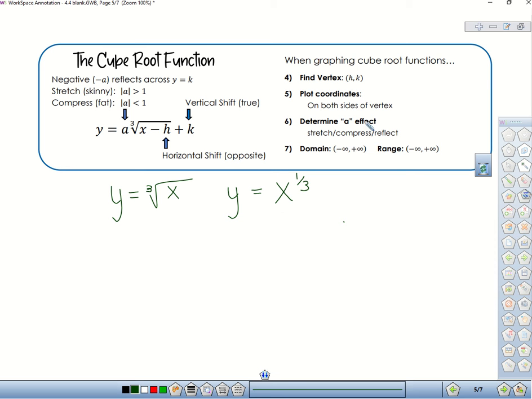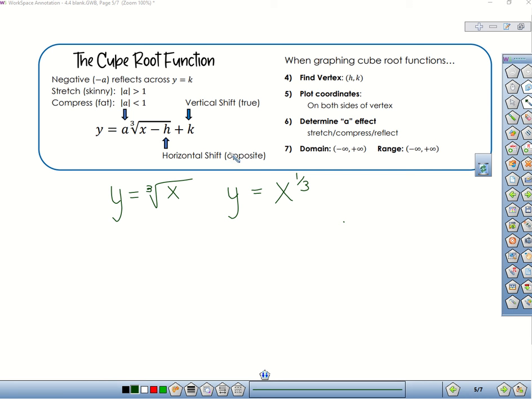So similar to the last one, the a value determines the stretch, the compress, and the reflection factors. The h and the k represent the vertex, just like on the last set. And number 7 is what's really cool about cube root functions. The domain and range is always all real numbers. So you don't have to worry so much about that like you do with the square root function. So let's get started.